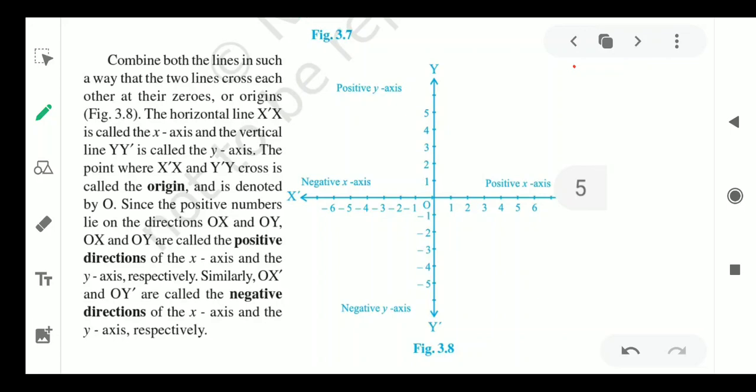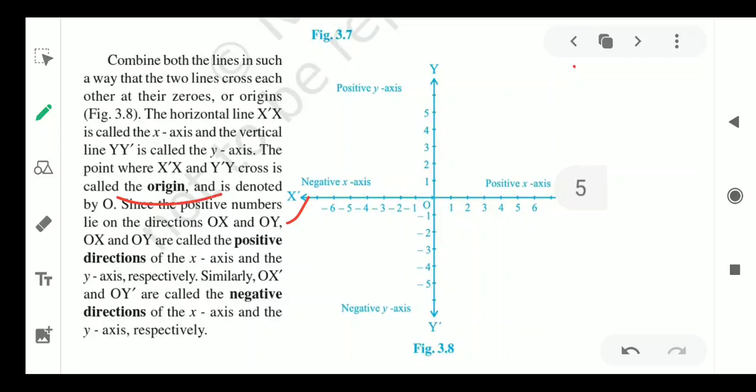Here observe that this is one horizontal line. This horizontal line is called the x-axis. This vertical line is called the y-axis. The horizontal line is called the x-axis and the vertical line is called the y-axis. Both these lines meet at one point, that is called the origin.